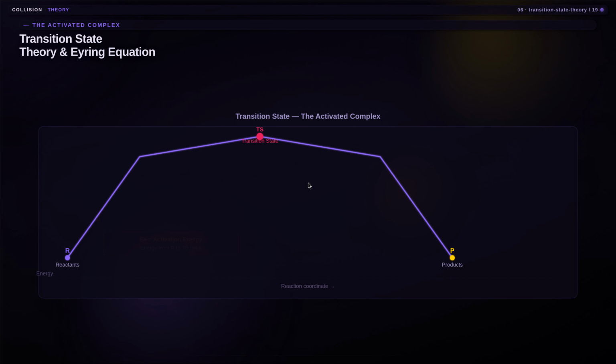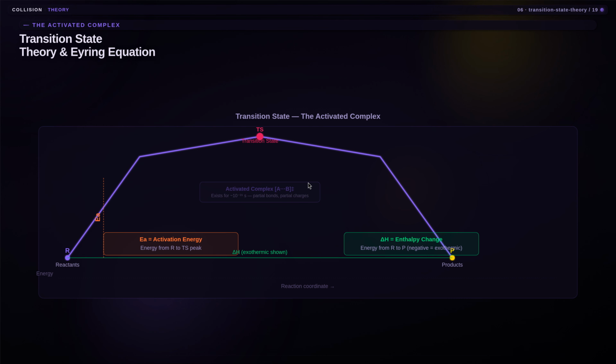Transition state theory, also called activated complex theory, was developed by Henry Eyring, Michael Polanyi, and Meredith Evans in the 1930s. It provides a more detailed molecular picture than collision theory. The theory assumes that reactants are in equilibrium with an activated complex, the transition state, which then decomposes to products.